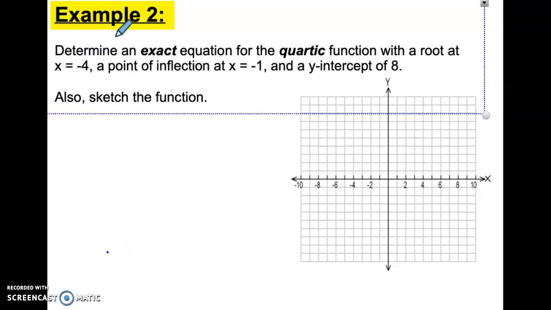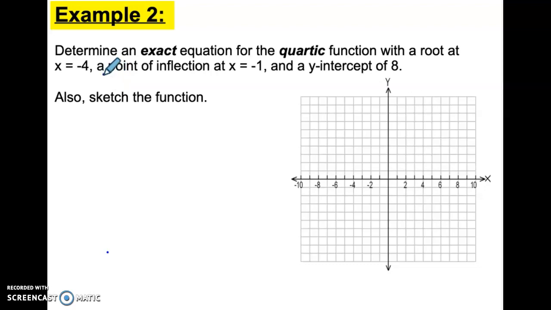Okay, so our next example here, determine the exact equation. For this one, you're going to have to actually solve for the proper a value. They're going to give us enough information for that. They say that it is a quartic function, so that's going to be a degree 4, with a root of x minus 4 and a point of inflection at x equals -1.